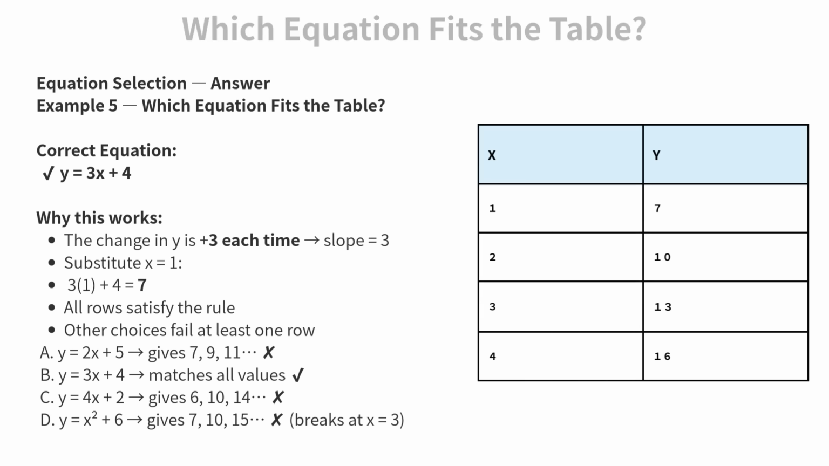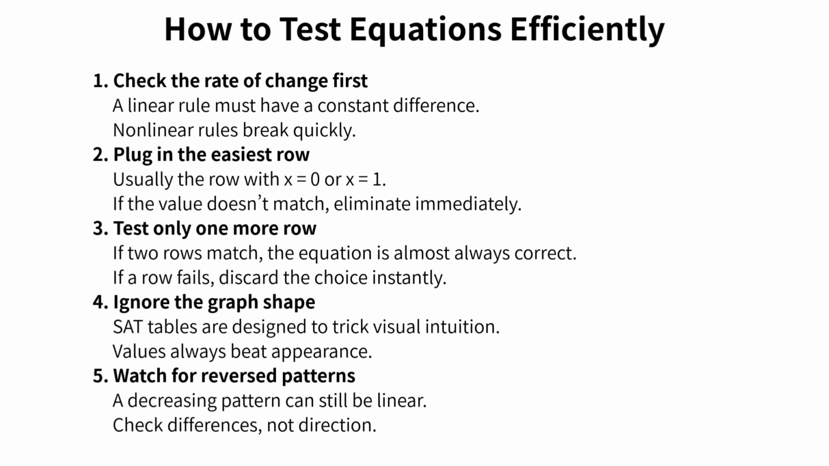Here are the fastest and most reliable rules for testing equations in SAT table problems. First, always check the rate of change. If the differences between the y values are not constant, the equation cannot be linear.